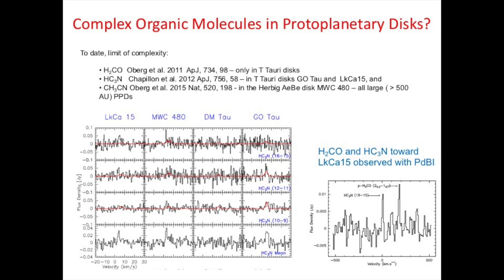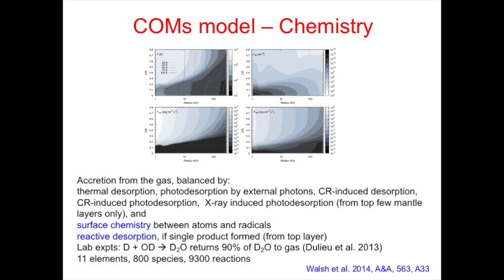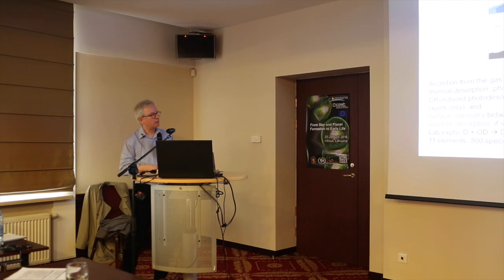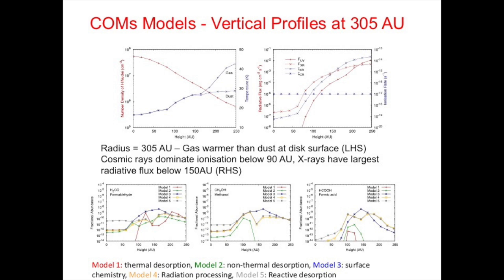I'll skip over this because Anne mentioned this already, but we are limited in what we can see at the present time in terms of complexity. You can make chemical models of these disks, which determine the densities, temperature of the gas and the dust, and the radiation fluxes of ultraviolet and X-rays and so on at each point in a disk model, and do chemistry, which might include surface chemistry as well as gas phase chemistry, and a variety of mechanisms which return material from the ice to the gas as you move in toward the central star.